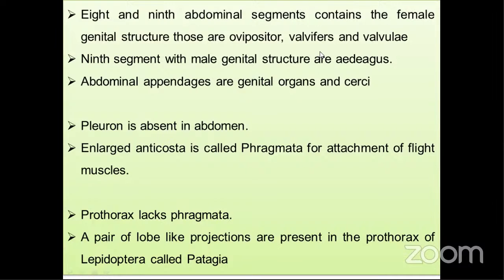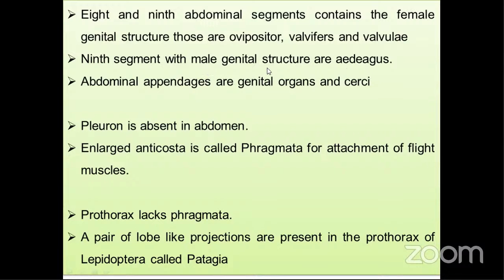One, it can guide the egg during egg laying, which will be helpful. In the case of the median valvulae, which are small and concealed by the other valvulae, they can act as an egg guide. So there are three pairs of valvulae: first pair, second pair, third pair. The median valvulae can act as an egg guide.